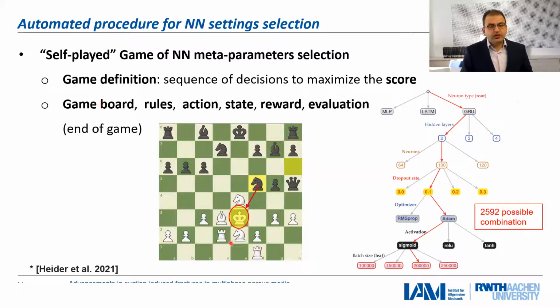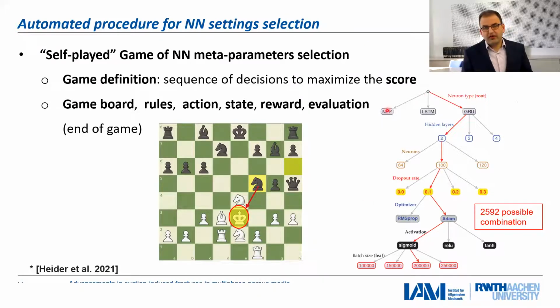And the game board is comparable with chess. The game board in chess would be like this, 8 by 8 places. And here the board would be all possible settings. So in this small graph, we would have 2,592 possible combinations, and the board would be all settings, but first without any edges, so without selection. And the rules: in chess, every piece has some rules, you can move it in a certain way.